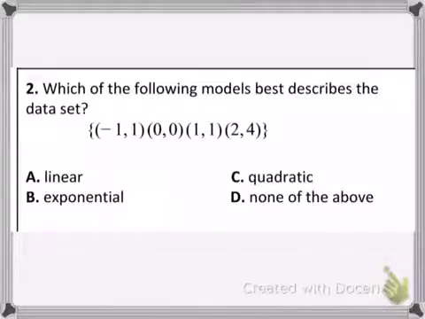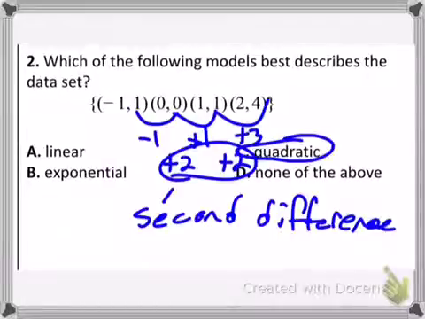Which of the following models best describes the data set? Alright. It looks like right here, it's going -1 for the y value, +1 for the next one, and +3, and then so the second difference is +2, +2. As we just said, that's a quadratic for the second difference.